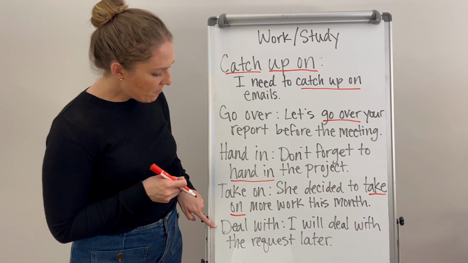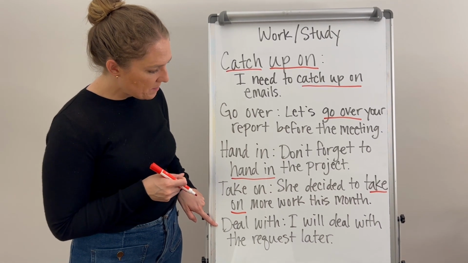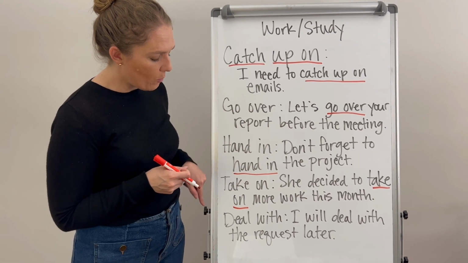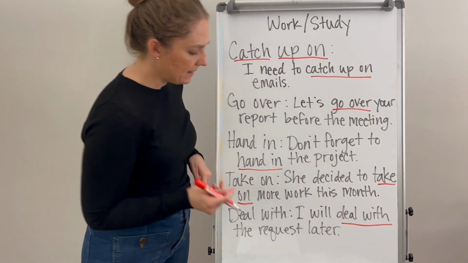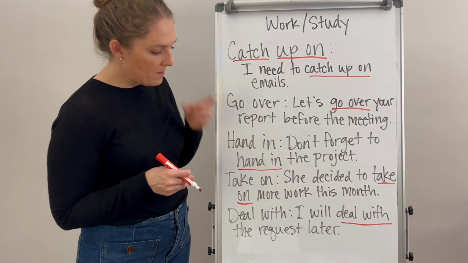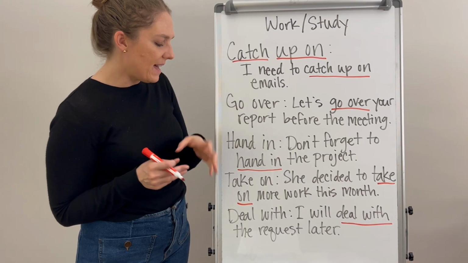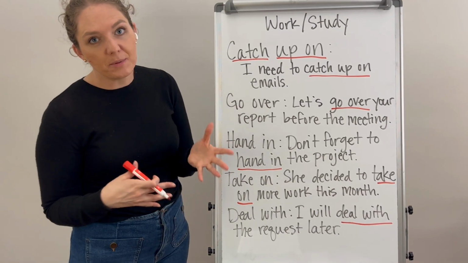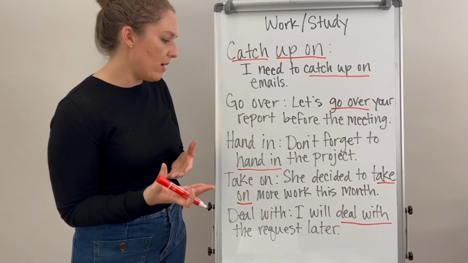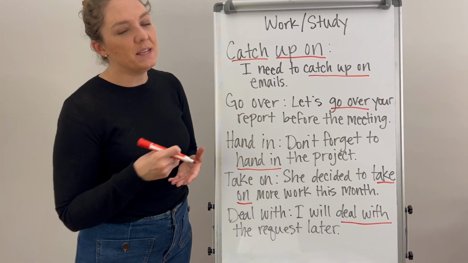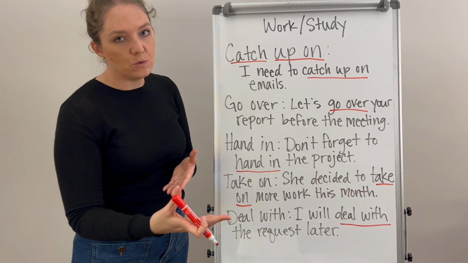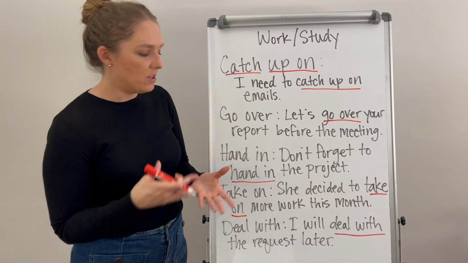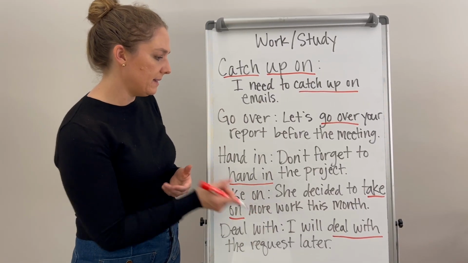And the final one is deal with. I will deal with the request later. This one, I will deal with, that means that they will solve the problem, they will do something about it. Deal with means you go do something about it, you check in on it, and you do something that needs to be done. I'll deal with the request later.